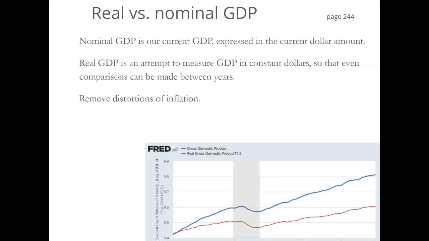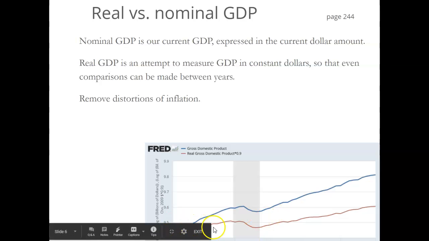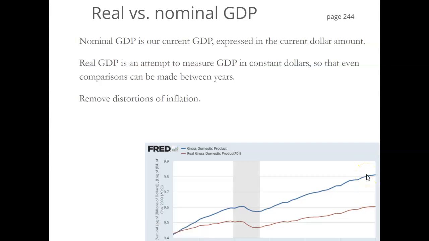So taking a look at this particular graph, you see that the gross domestic product has steadily risen. But what we see here is we're starting with a base year of 2005, and you see that the real gross domestic product has not grown as much as the gross domestic product because of the effect of inflation.